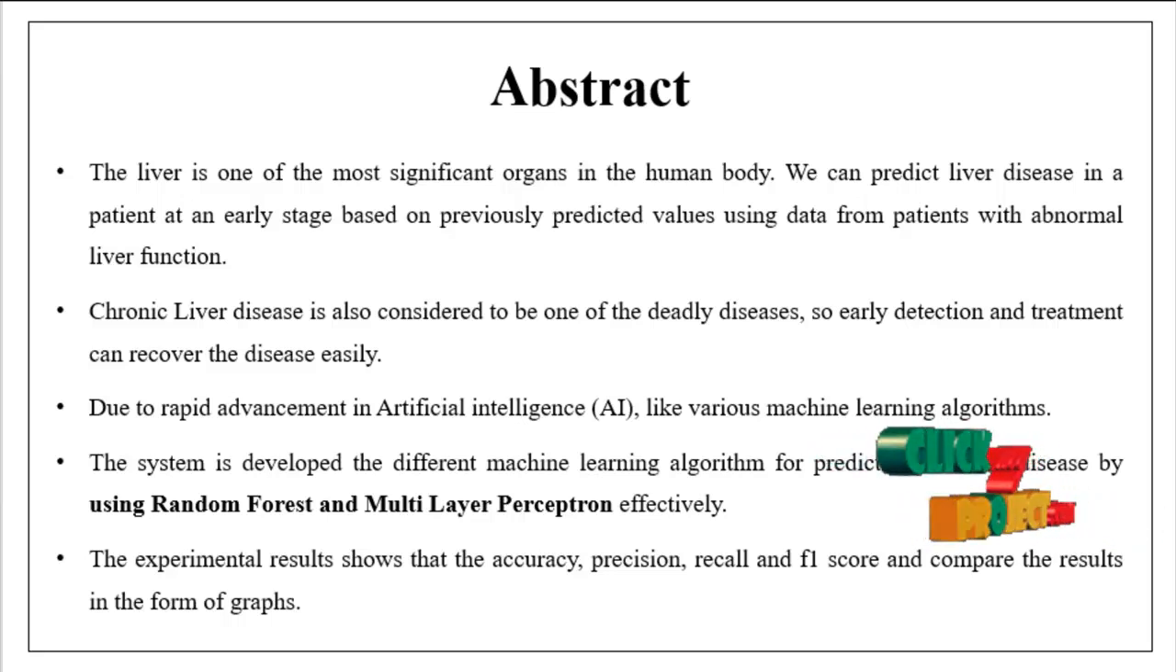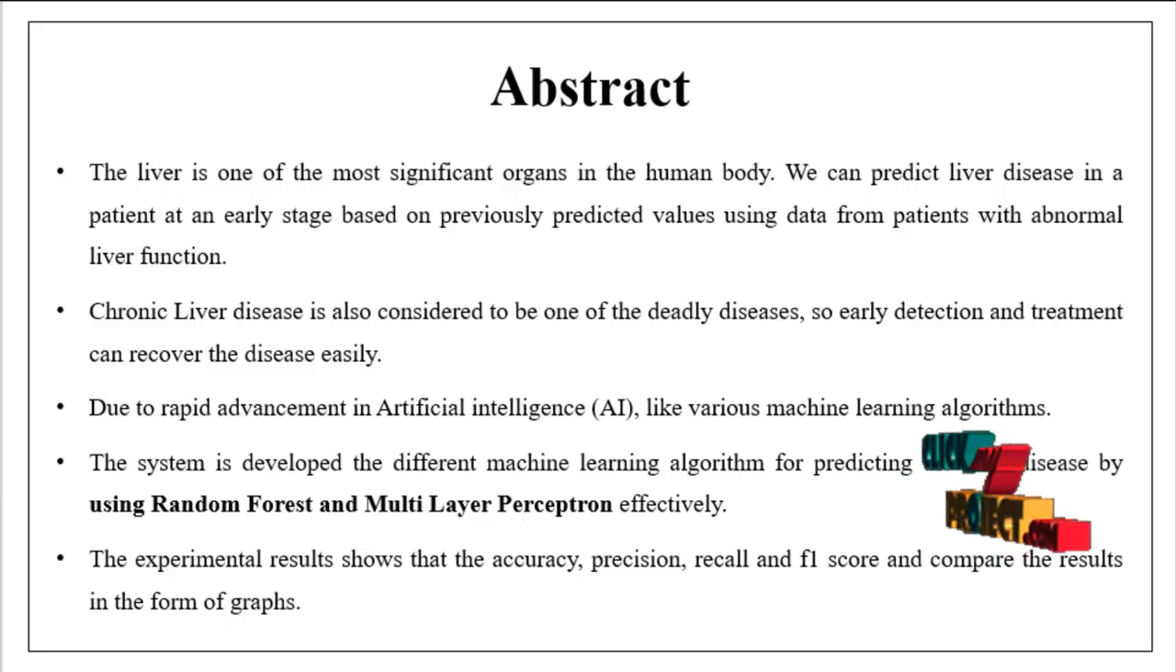The liver is one of the most significant organs in the human body. We can predict liver disease in a patient at an early stage based on previously predicted values, using data from patients with abnormal liver function. Chronic liver disease is also considered one of the deadly diseases. So early detection and treatment can help recover from the disease easily.